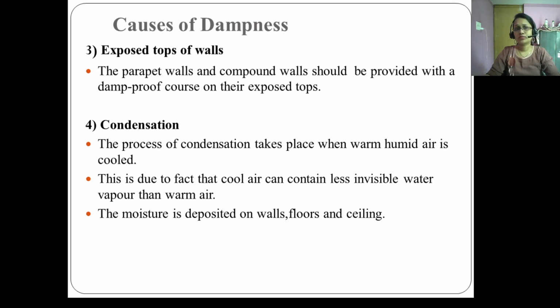Next is the exposed tops of the walls. So the parapet walls and the compound walls should be provided with a damp proof course on the exposed tops. Next is condensation. Due to the condensation of the atmospheric moisture, water is deposited on the walls, floors and ceilings. This moisture may cause dampness.